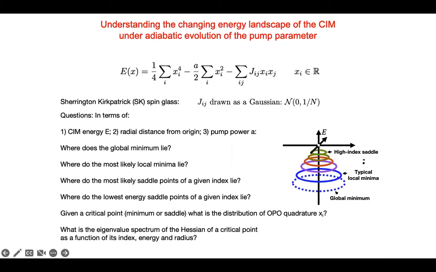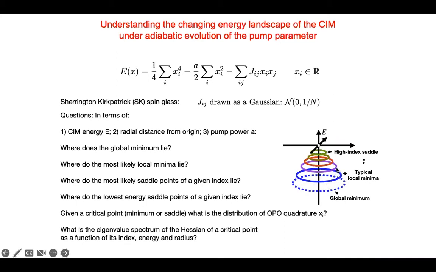Before I go through the results, let me give you the take-home message for the picture underlying this energy landscape at large A. The global minimum will occur at a very large radius in X space. These two dimensions are a stand-in for n-dimensional X space, and this vertical axis is the energy. The global minima lie at low energy and very large radius. There's a wall of typical local minima, and there will be exponentially many of them, that lie at a slightly higher energy and a slightly smaller radius.